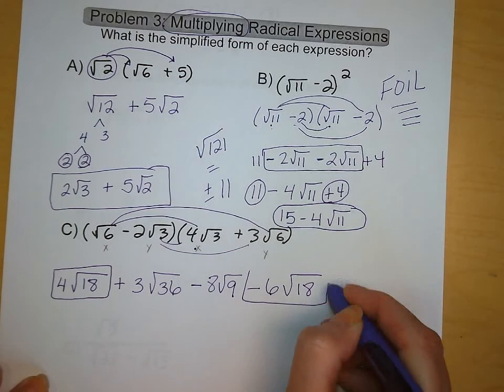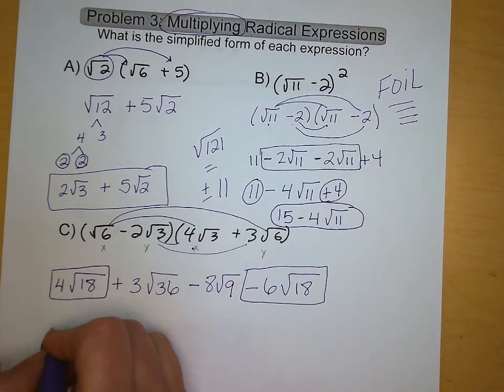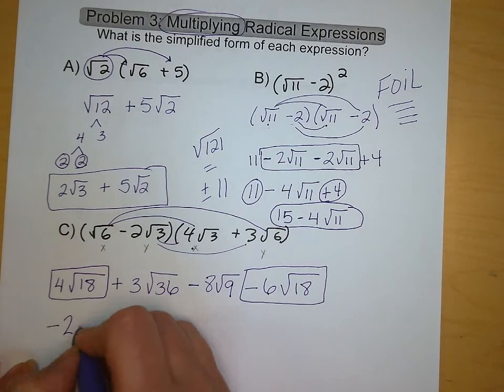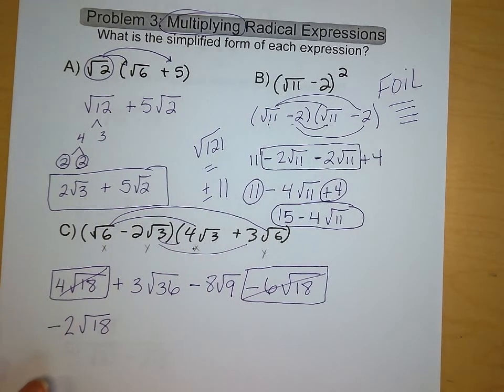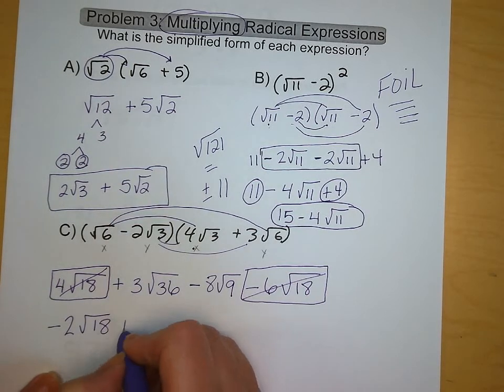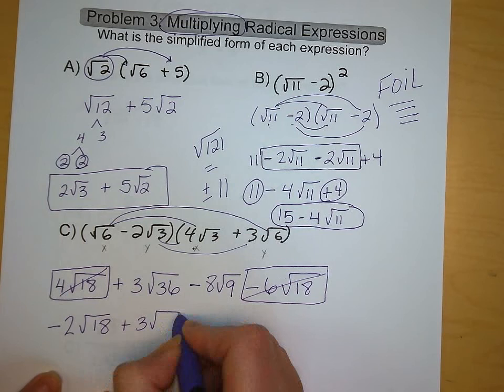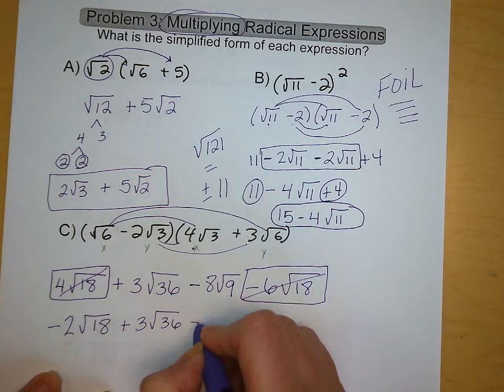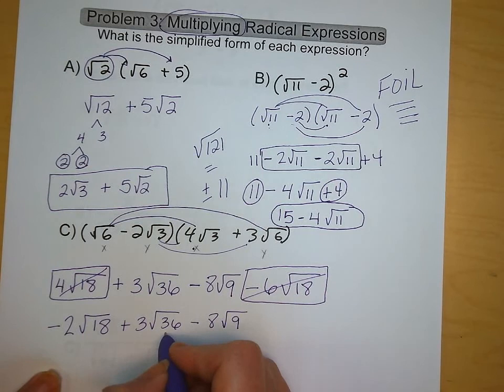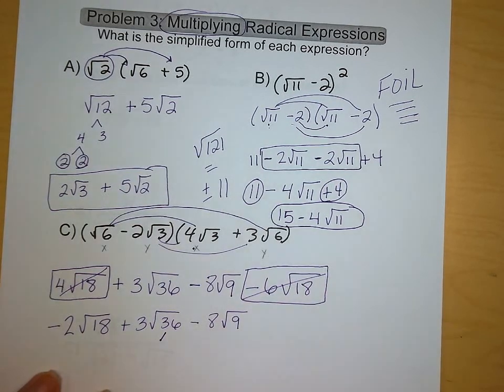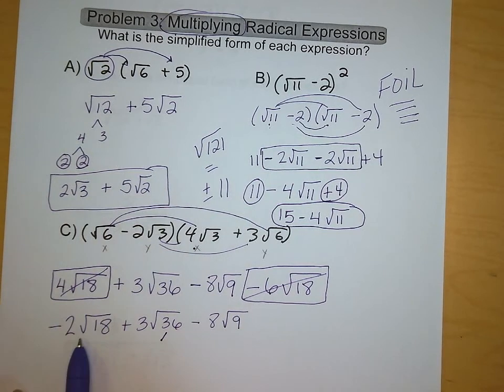I see we have 2 square root of 18, so we can combine those. They have the same radicand. Remember, the negative sign in front of the 6 is attached to it, so it stays. So we've got negative 2 square root of 18 plus 3 square root of 36 minus 8 square root of 9. Well, 2 of those we can simplify really easily. So we'll do the first one first.